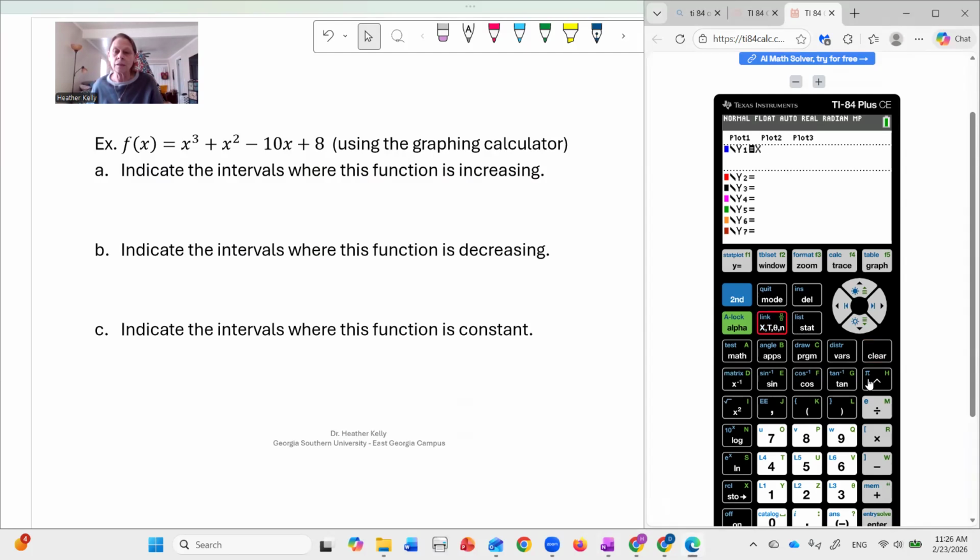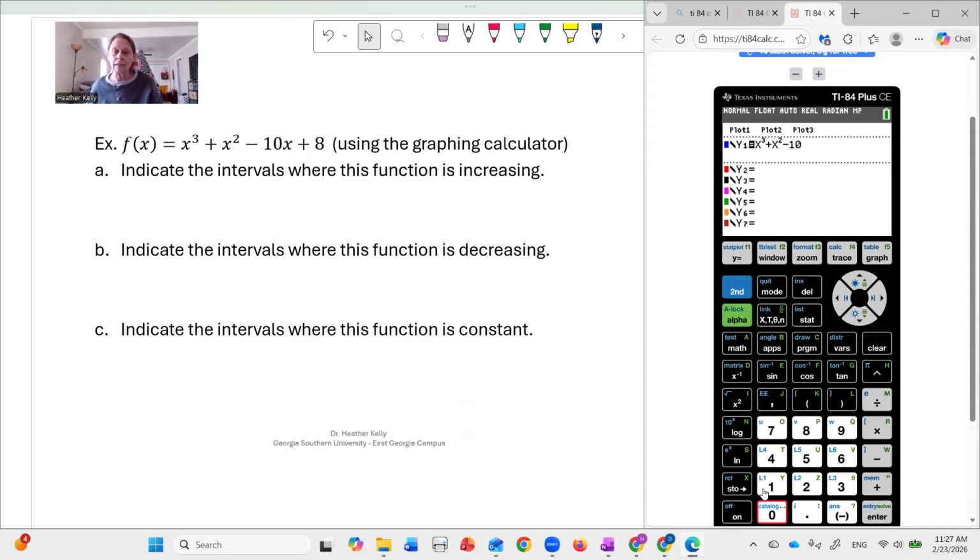So we're going to say x to the power of 3. Then you have to use this arrow here. This was the thing that made me so mad when they changed to this nicer graphic. You have to arrow down because your cursor was stuck up there. See, stuck up there in the exponent. So you got to arrow down, and then we're going to say plus x squared minus 10x plus 8. And let's just get a graph of that.